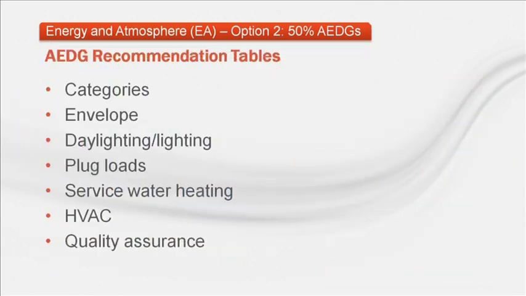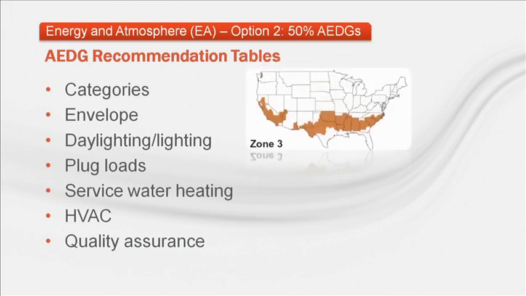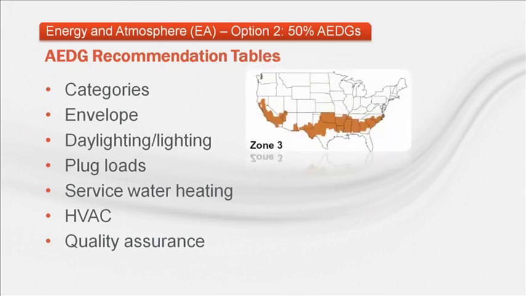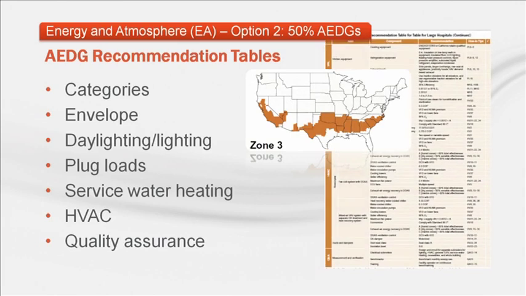Color-coded maps and recommendation tables are published for each climate zone, and recommendations are provided for the categories shown here. As an example, Climate Zone 3 covers locations such as Atlanta, Dallas, and South Carolina. For that climate zone, there's a recommendation table, and it fits on just 2 pages. Now, to meet the energy prerequisite, the HVAC and service water heating recommendations must be followed.